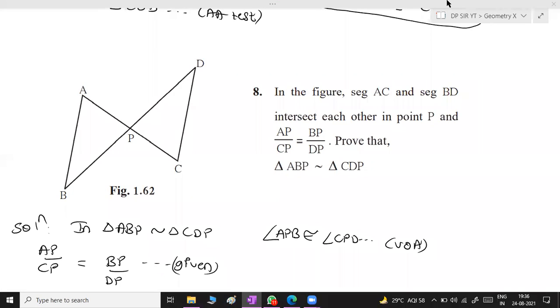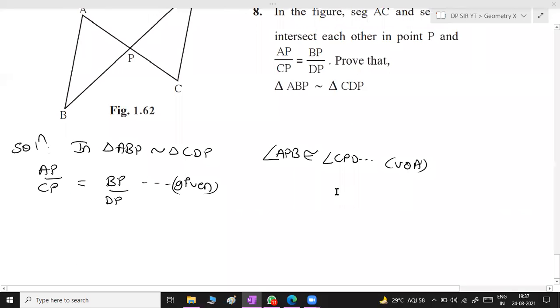Just give me a minute. So just go to the question. There should be one more side which you should get. I'll just give you the answer that triangle ABC is similar to triangle CDP using SAS test.